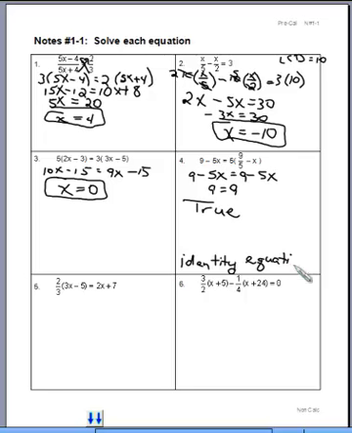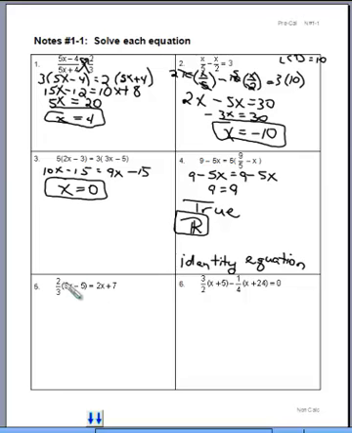Okay, we end up with a true statement, and my solution set is all real numbers. That means any number I plug in there, it doesn't matter what it is, is going to give me a true statement. So when your variables cancel out and you get a true statement, your answer is all real numbers. And again, this is a review. These are things you've had before, but it's a reminder.